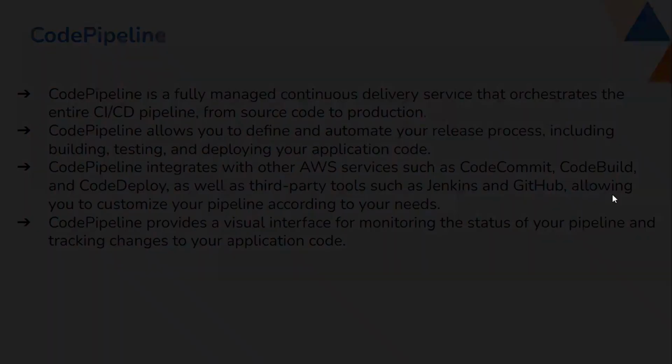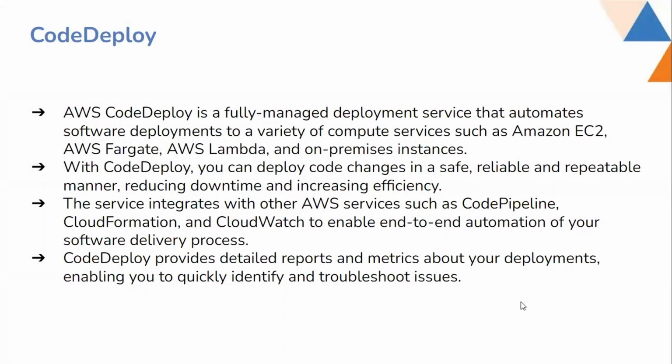So the next one is CodeDeploy. AWS CodeDeploy is a fully managed deployment service that automates software deployment to a variety of compute services such as Amazon EC2, AWS Fargate, AWS Lambda, and on-premises instances. So while generating an application in CodeDeploy, we need to specify where we need to deploy our code. This is the service where we will mention where we need to deploy our code.